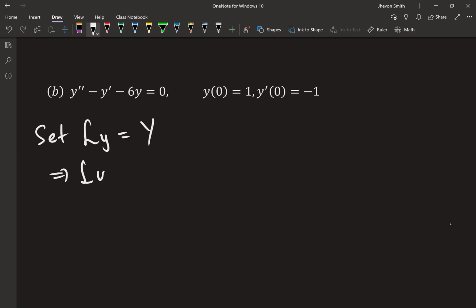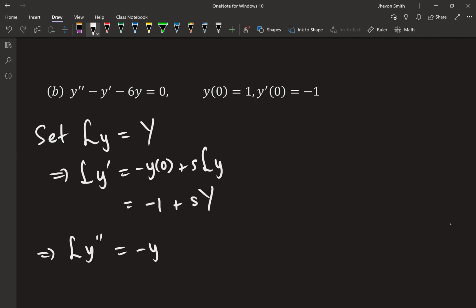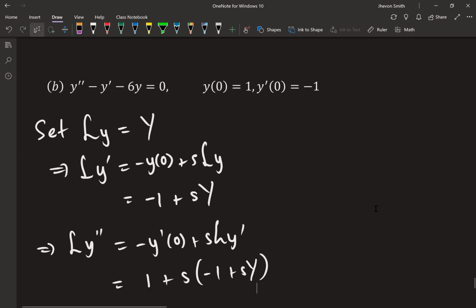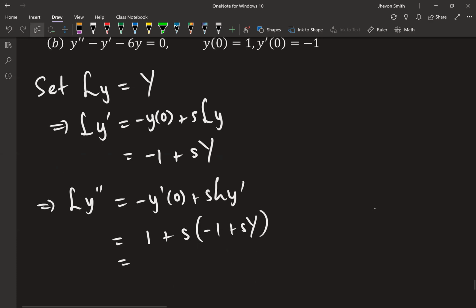This means the Laplace transform of y prime is equal to minus y of 0 plus s times the Laplace transform of y. Well, that's going to be minus 1 plus s times big Y. This also means that the Laplace transform of y double prime is going to be minus y prime of 0 plus s times the Laplace transform of y prime. That's going to be positive 1 plus s times minus 1 plus s times big Y. And that is going to be 1 minus s plus s squared big Y. Then, of course, the Laplace transform of 0 is 0.